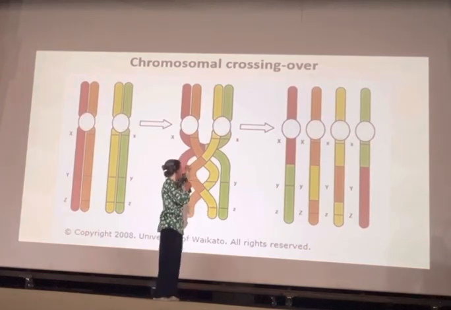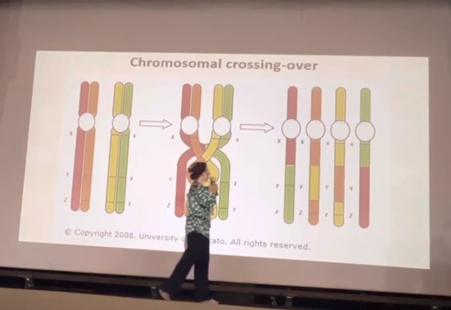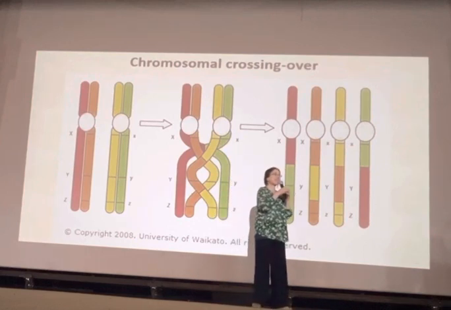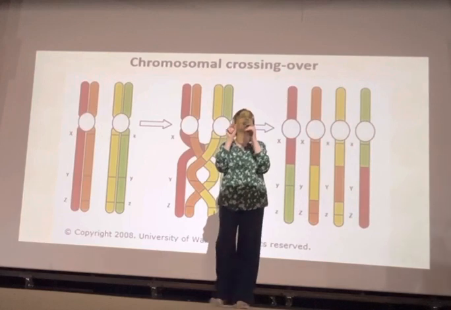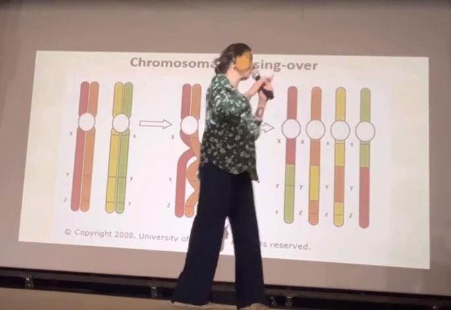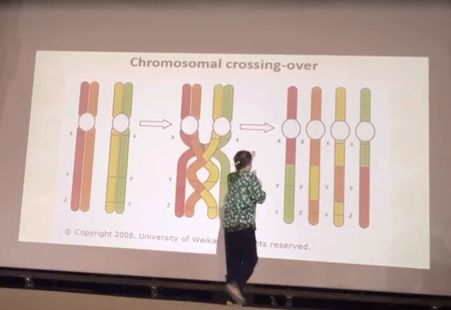The points where the crossing over happens is a chiasma. What happens is that alleles are exchanged in crossing over, because crossing over happens only between homologous chromosomes. So look at the gametes here.